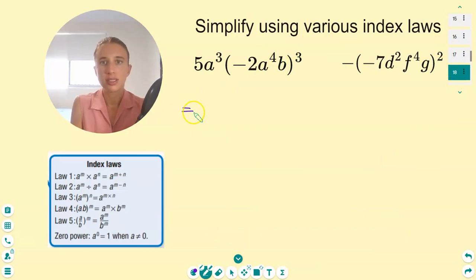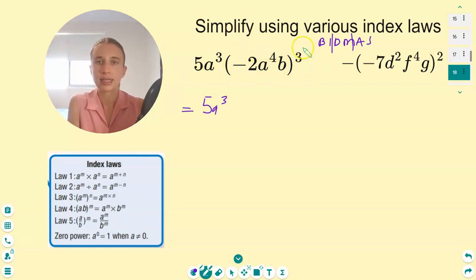Simplify using various index laws. Again, BIDMAS to guide us. We can do this. Ignore this 5a cubed out the front. Just write it straight down and let's bring that index into the brackets.